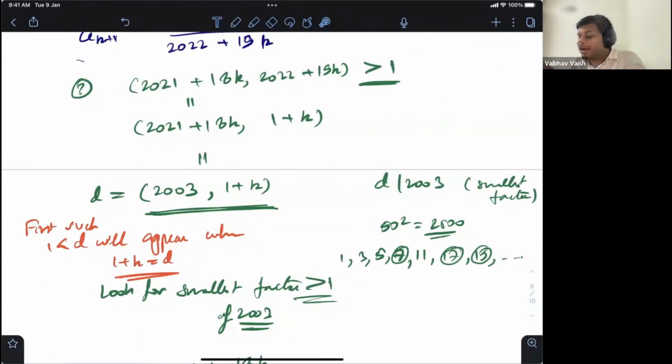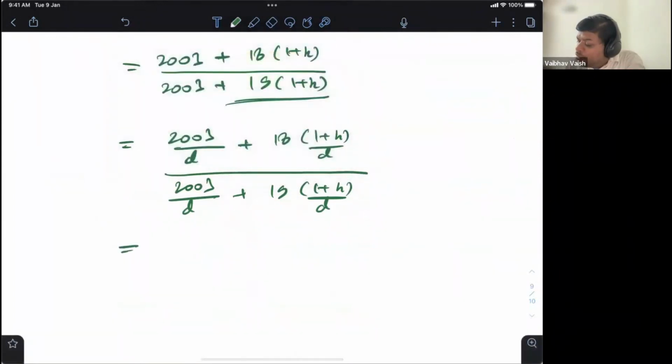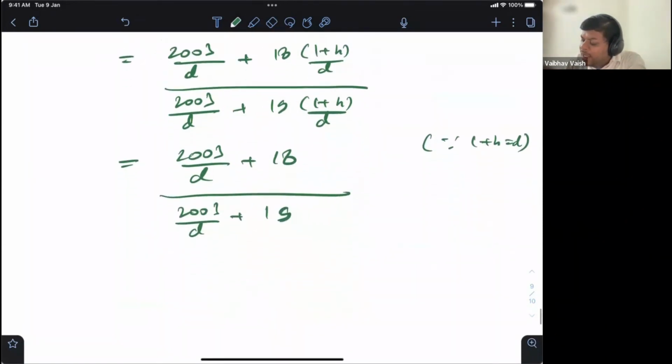This is the important part, that we already have 1 plus K equal to D, which means that this equality reduces to 2003 by D plus 18, because 1 plus K equals D, and 2003 by D plus 19. Okay. D is probably 2003, probably some prime factor of 2003. I don't know. I have not computed whether it is prime or not. You have to do that calculation if you want, but you don't necessarily. For this proof, it's not necessary. So what has happened? This is T.